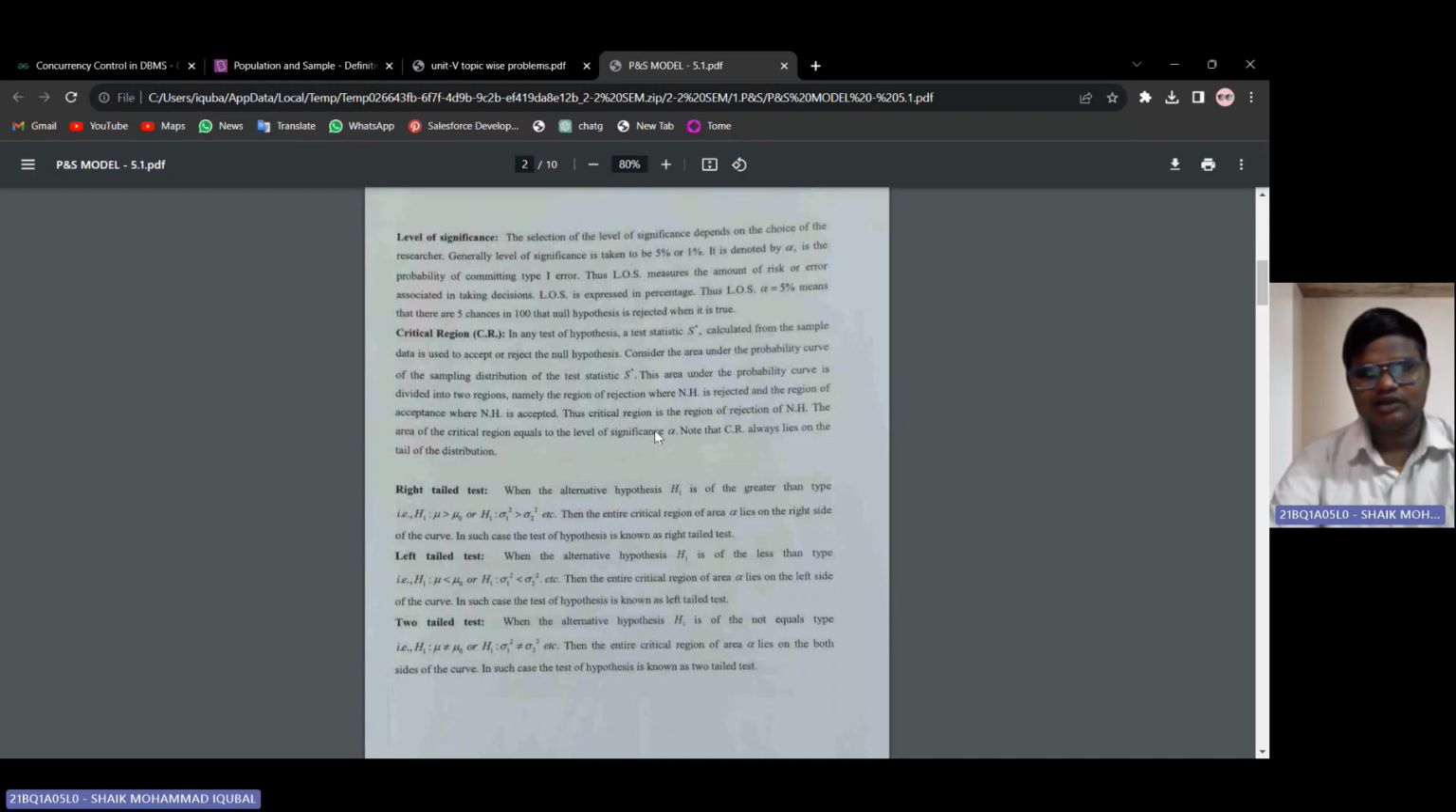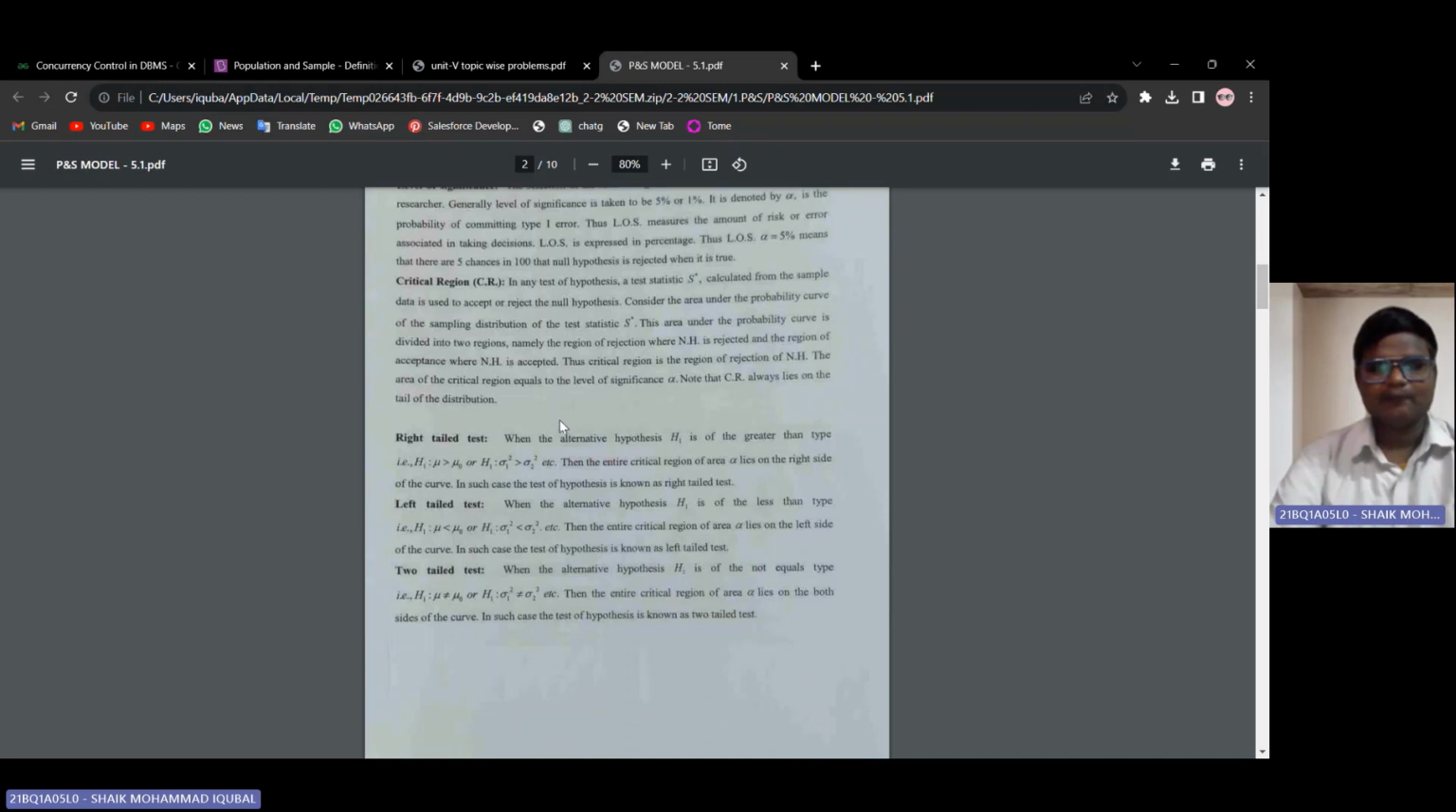Right tail test. When the alternative hypothesis H1 is of the greater than type, then H1: mu1 is greater than mu0, or H1: sigma1 squared is greater than sigma2 squared, etc. Then the entire critical region of area alpha lies on the right side of the curve. In such a case, the test of hypothesis is known as right tail test. Left tail test. When the alternative hypothesis H1 is of the less than type, H1: mu is less than mu0, or sigma1 squared is less than sigma2 squared, then the entire critical region of area alpha lies on the left side of the curve. In such a case, the test of hypothesis is known as left tail test.